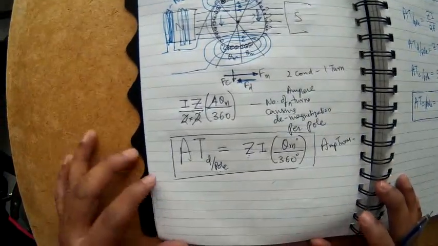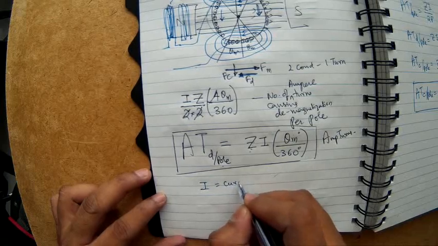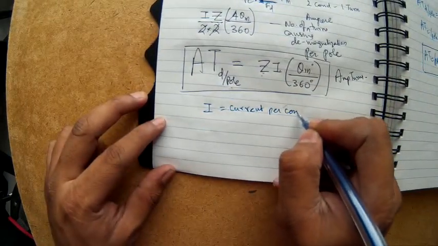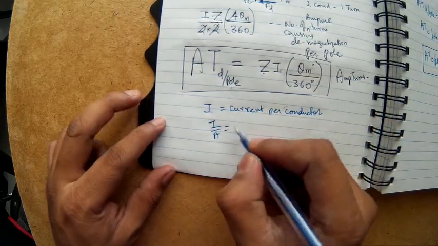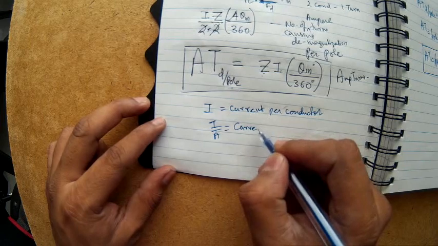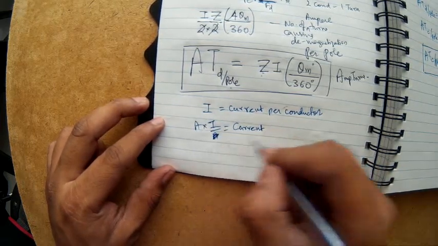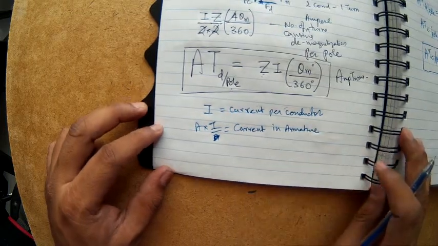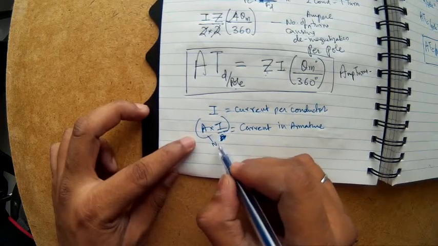So the number of turns is very simple. So I is the, let me write that, current per conductor. So I by A is the, in fact I into A is the current in armature. Because A is the number of parallel paths, as you know.